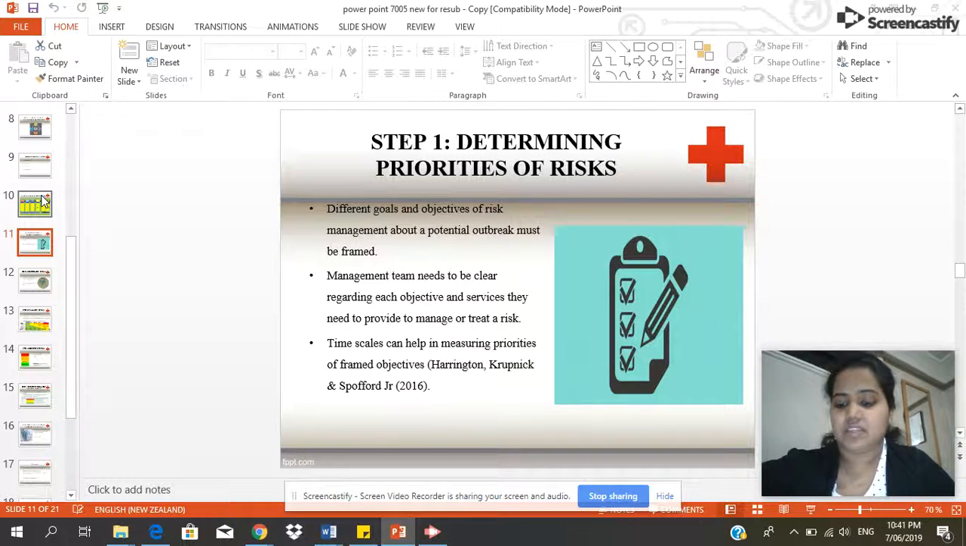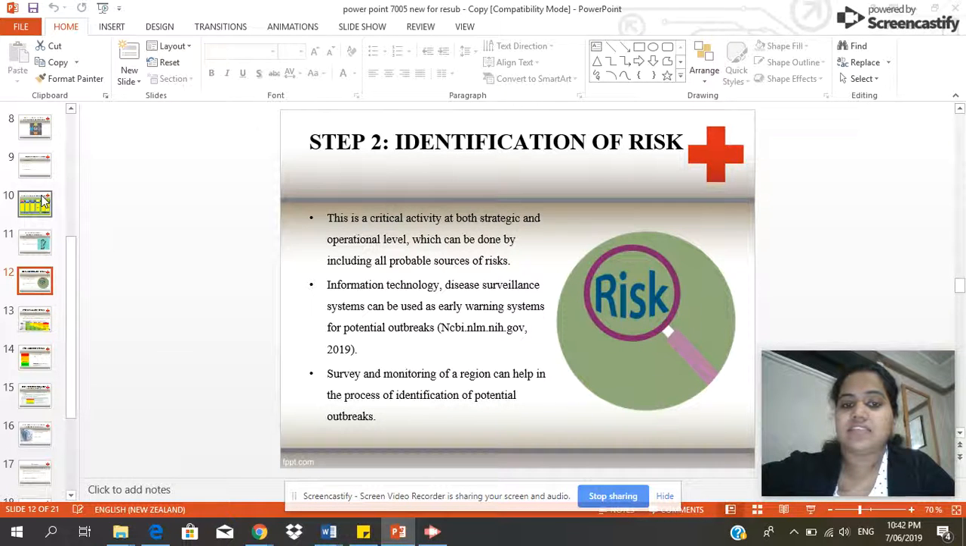Here I describe each step, starting with determining priorities of risk. Here, management teams need to be clear regarding each objective and the services they need to provide to manage or treat a risk. That is very important, and this is the critical activity for both strategic and operational levels, which can include the possible sources of risk.